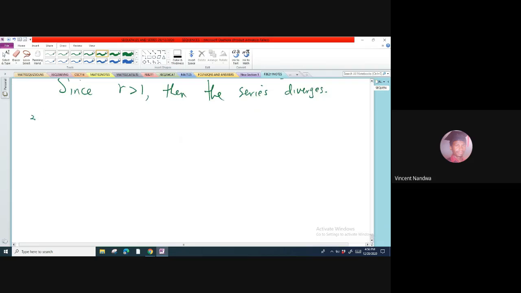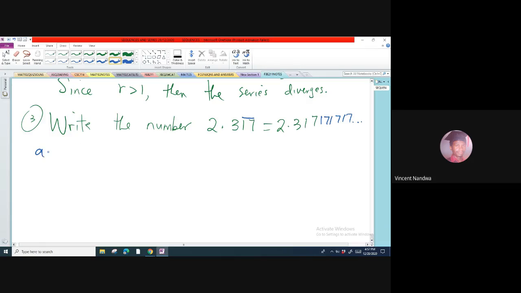Number 3, write 2.317 recurring, with only the 1 and 7 recurring, so the bar is just 17171717 etc., as a ratio of integers.